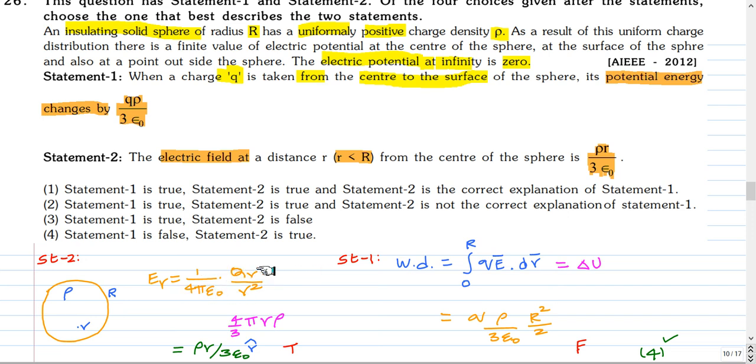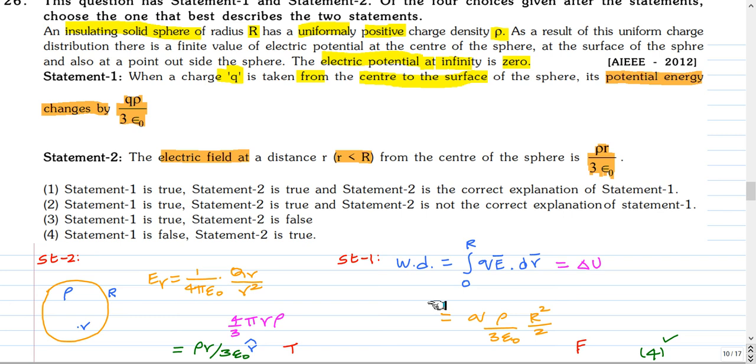The charge present inside this small r, divided by r square, and the charge present inside is 4 by 3 pi r cube into density, and r cube will cancel with this r square and give r. So the electric field inside is rho r by 3 epsilon naught. The direction is radial direction. Statement 2 is true.